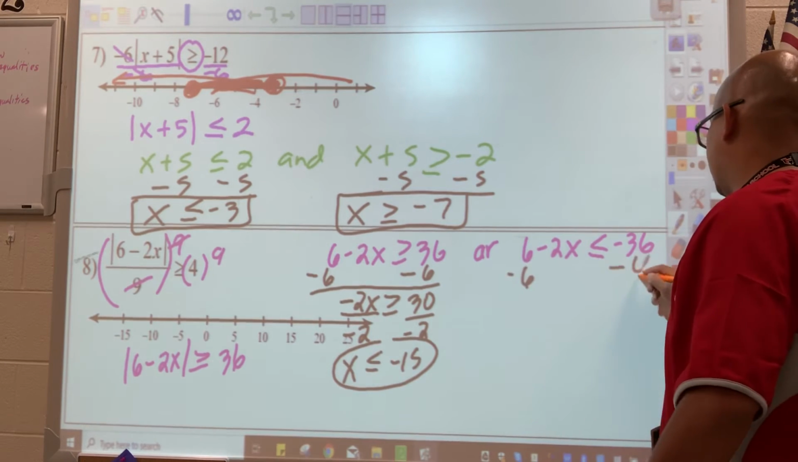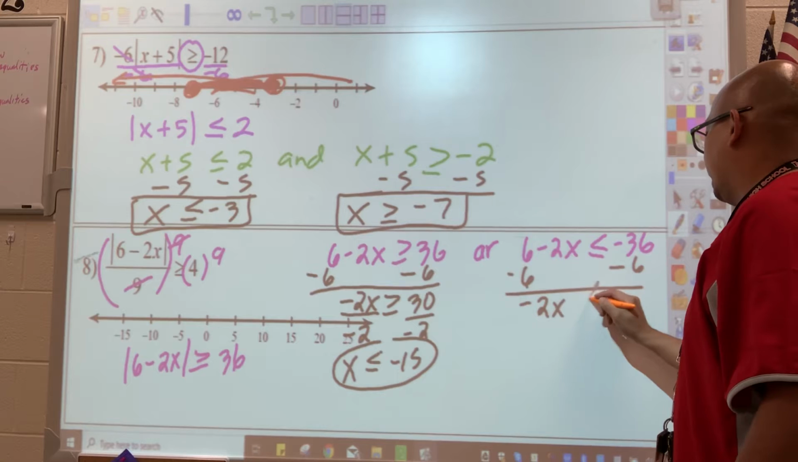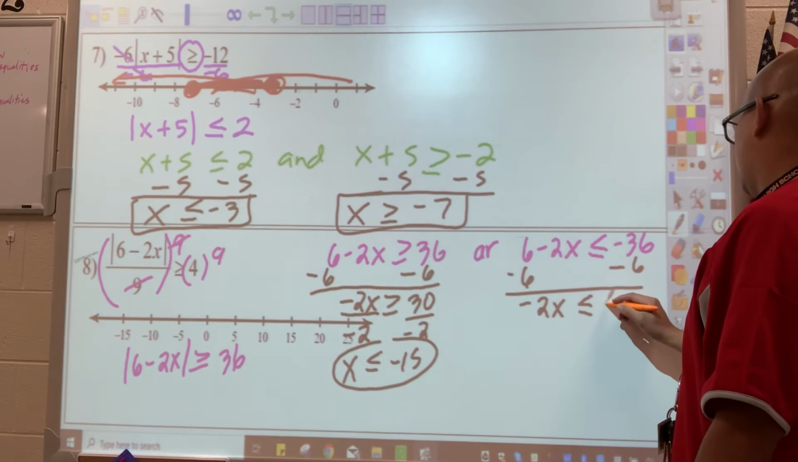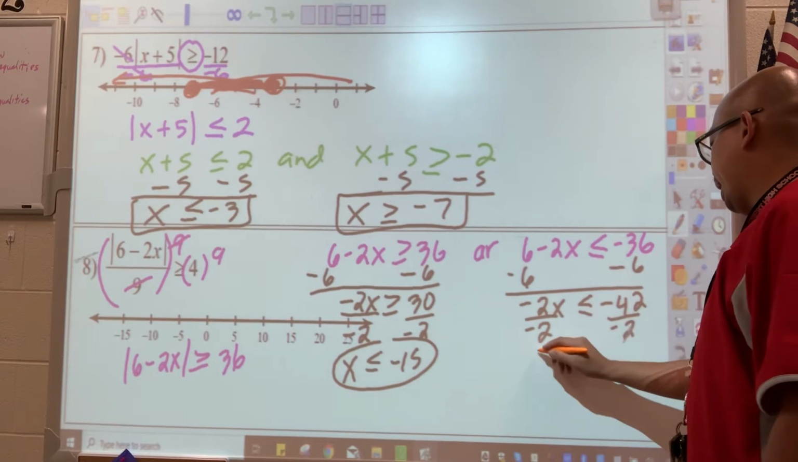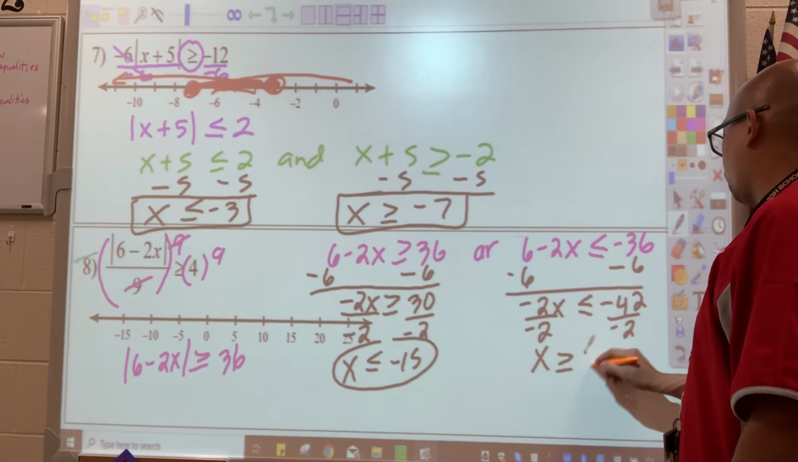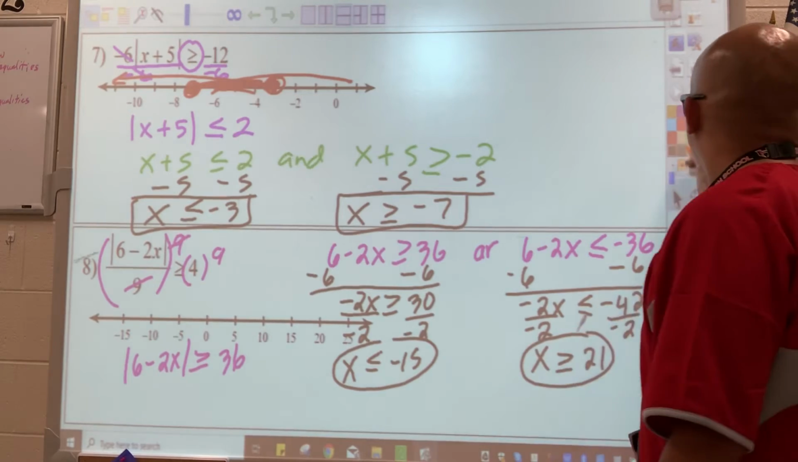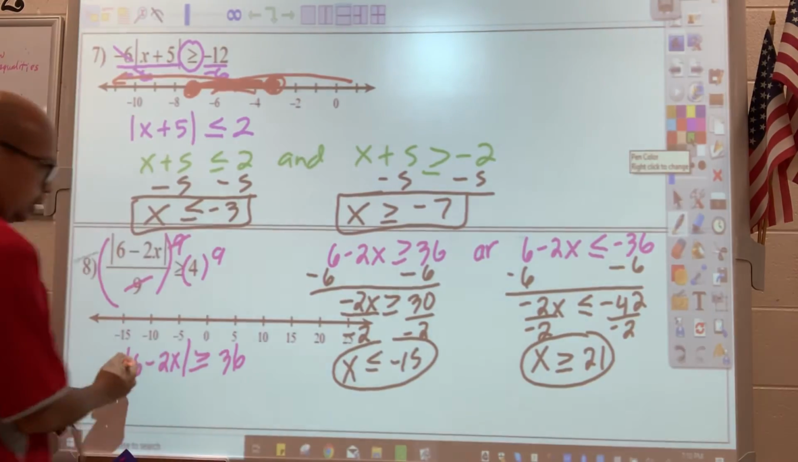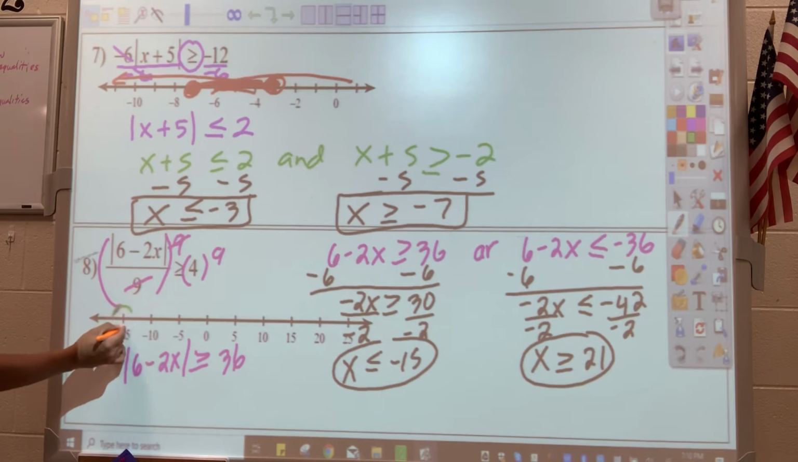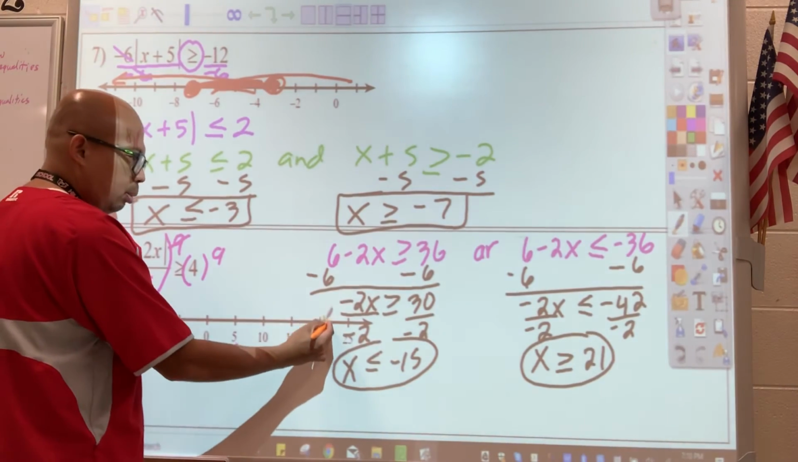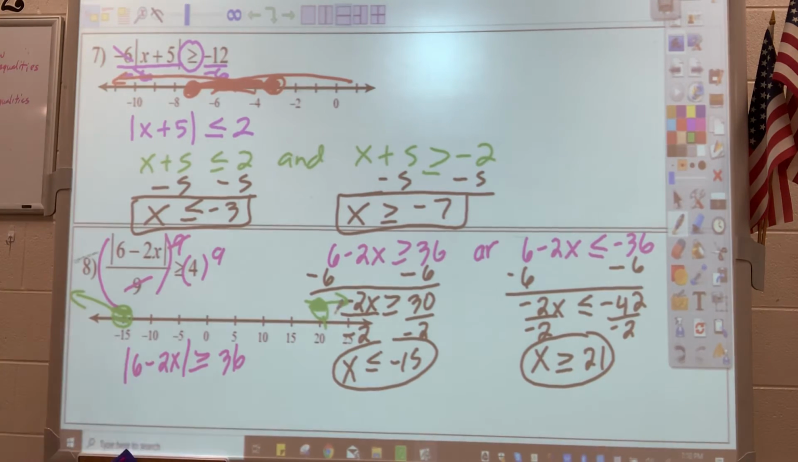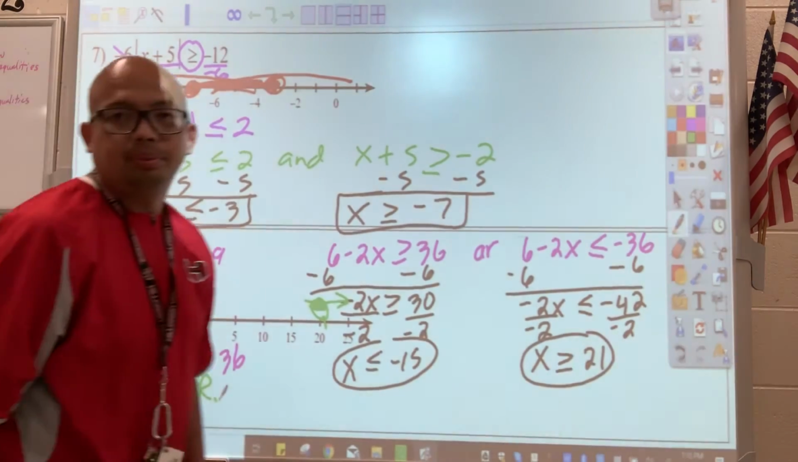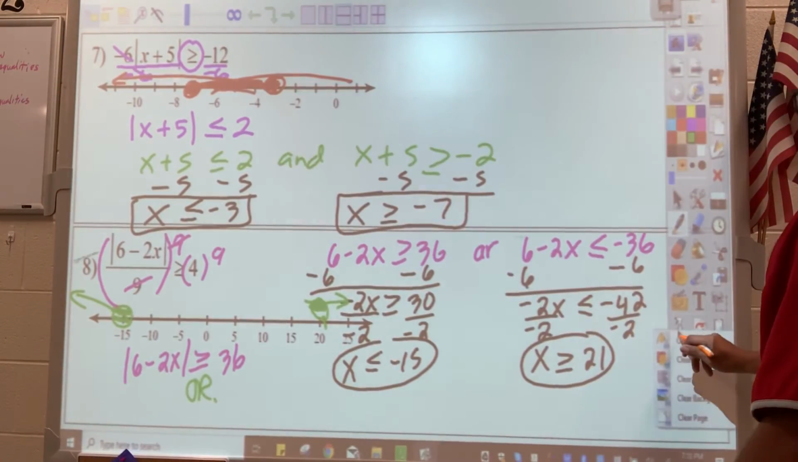Minus 6 also, minus 6, negative 2x less than or equal to negative 42. Divide again by negative 2. X is greater than or equal to 21. So where's the graph? The negative 15 is right here on the left, going to the left there, and the 21 is somewhere here going to the right. Because we're expecting an OR problem. Easy, right? Next.